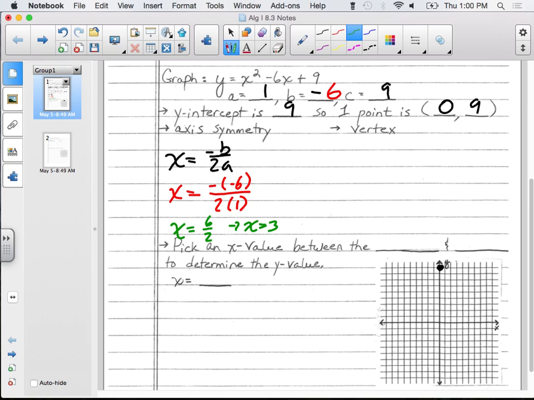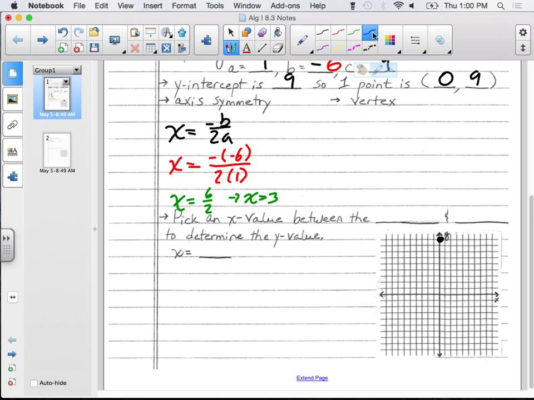All right, so we just found our axis of symmetry, right? So let's put that on our graph too. We can just make that a dashed line. So x equals 3. With your ruler. And that's why I handed those out.